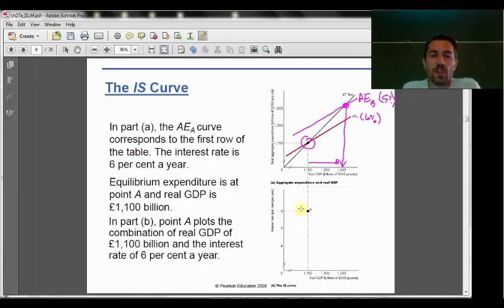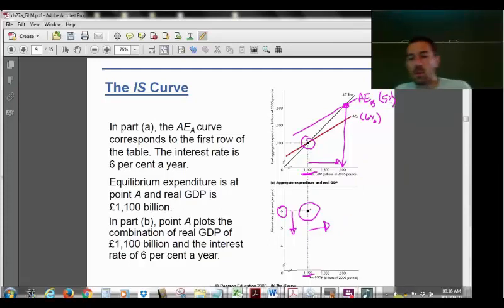So at our initial interest rate, 6%, I had an equilibrium level of GDP, 1,100. If I now plot interest rates against real GDP, I can plot this point here, point A. You with me? That was my initial equilibrium point. What happened when I lowered the interest rate? When I lowered the interest rate, what happened to equilibrium GDP? It increased.